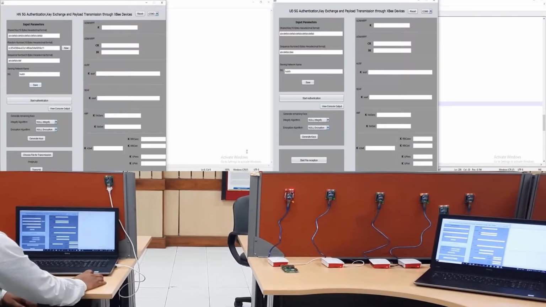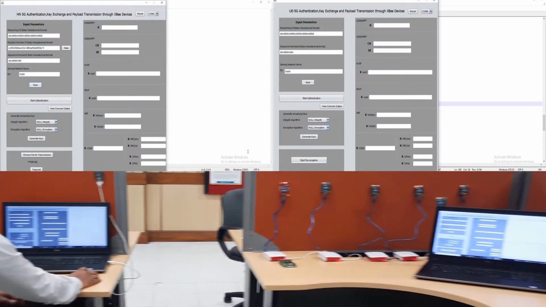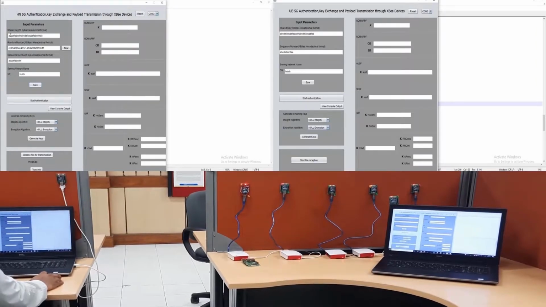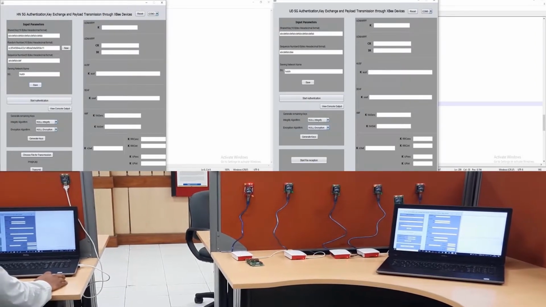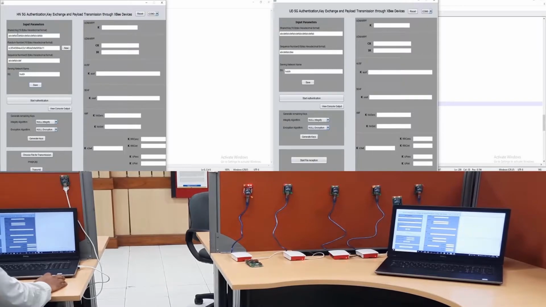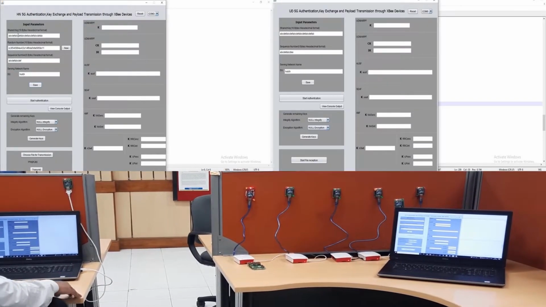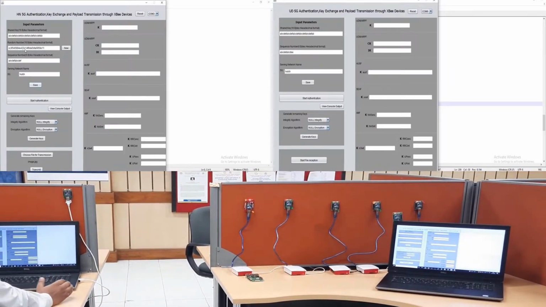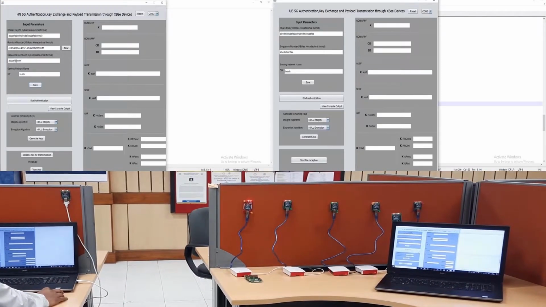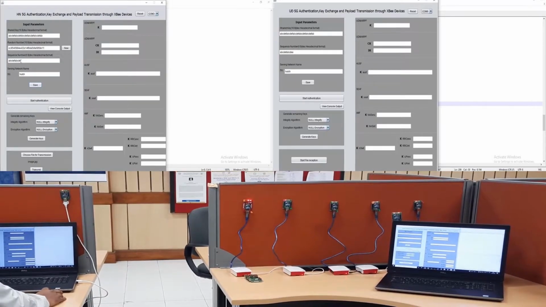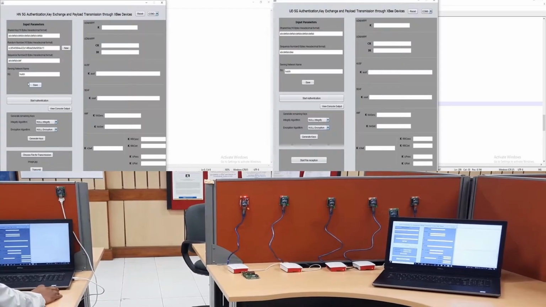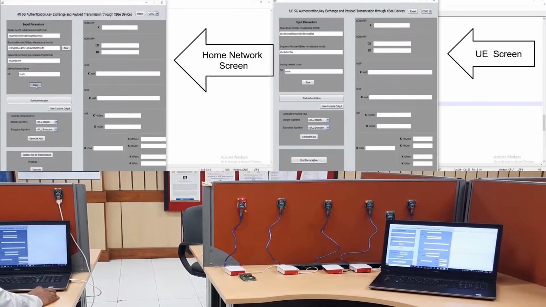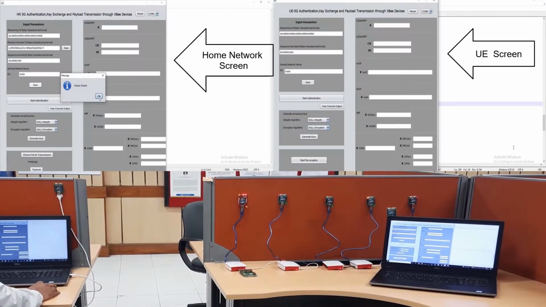Now we will show you the 5G authentication procedure. We can see that the shared key between the UE and the home network is the same. The shared key is embedded into the SIM when the SIMs are manufactured. The random number is generated by the home network. The sequence number of the home network will be greater than the sequence number of the UE, and the serving network name is HUJ. So we are saving this information. The values are saved.